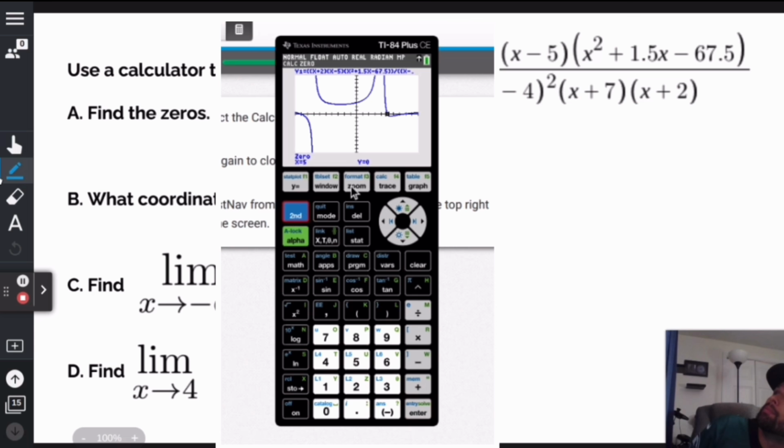Let's do it one last time. Second trace, 0. Let's move my cursor to the right a little bit. To the right.